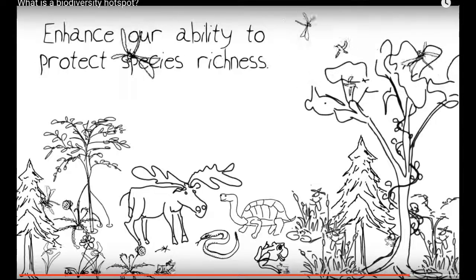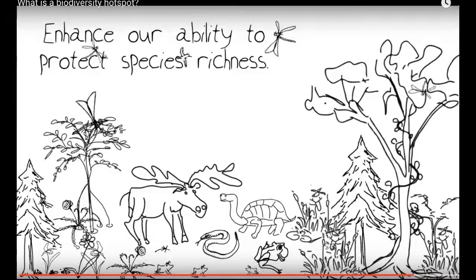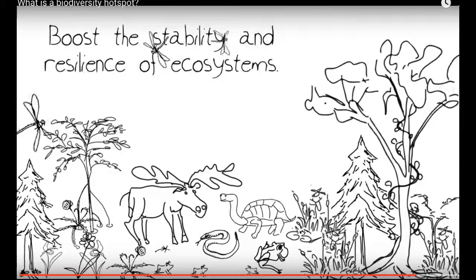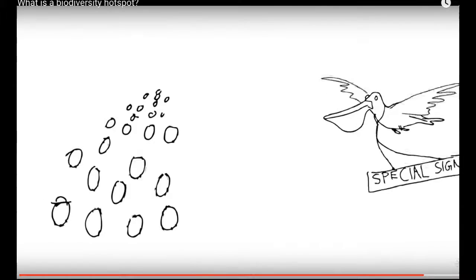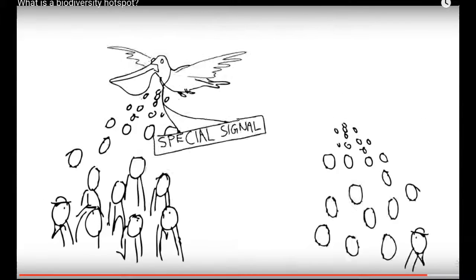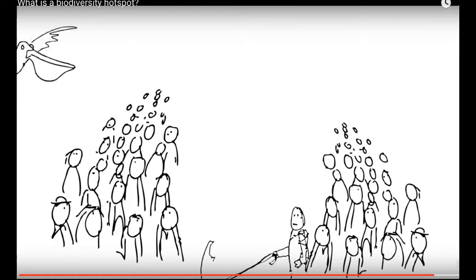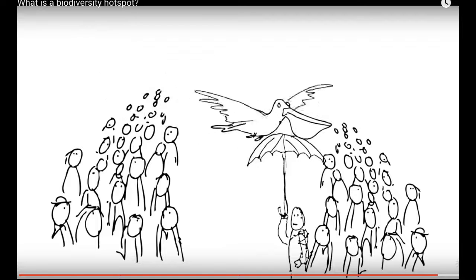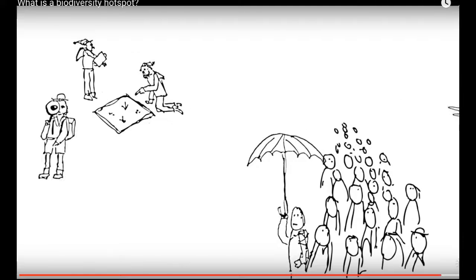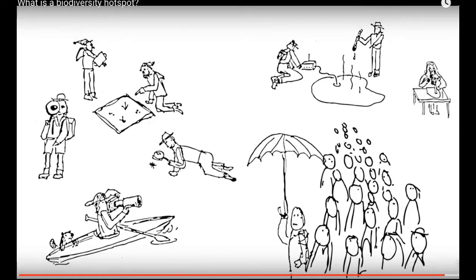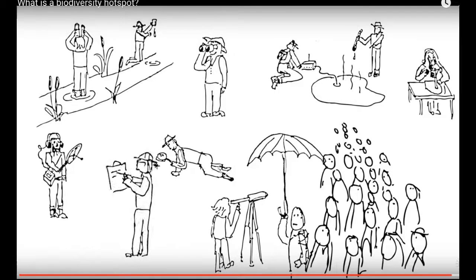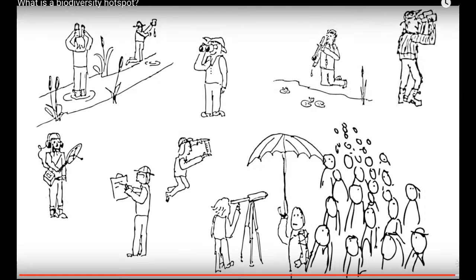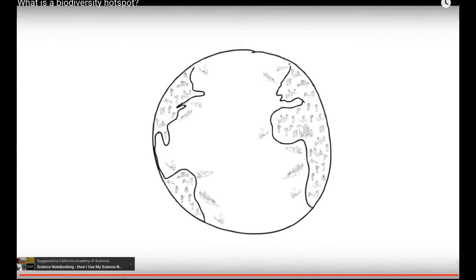We want to enhance our ability to protect species richness. That way, we can boost the stability and resilience of ecosystems. So I think that for me, these hotspots really do carry that special signal and are really worthy of the special effort that's being developed over the last few decades to monitor them, to provide the good, solid science that helps us not just to define them, but to monitor and promote their health down the road, and to employ those concepts to draw people in, to develop that people power that's really necessary to move forward with the protection of life on Earth.